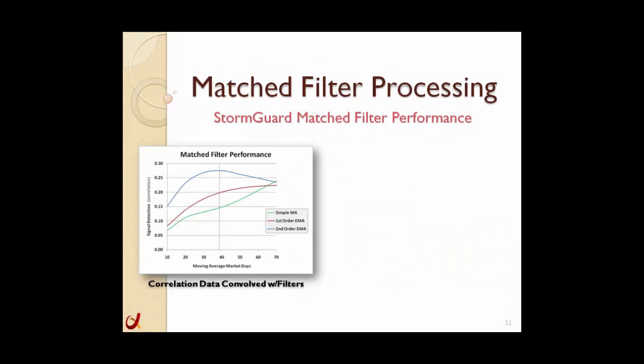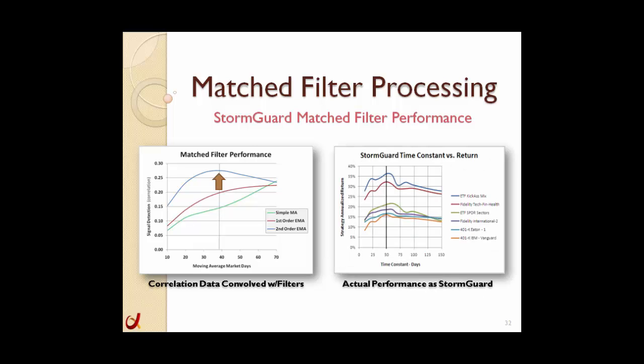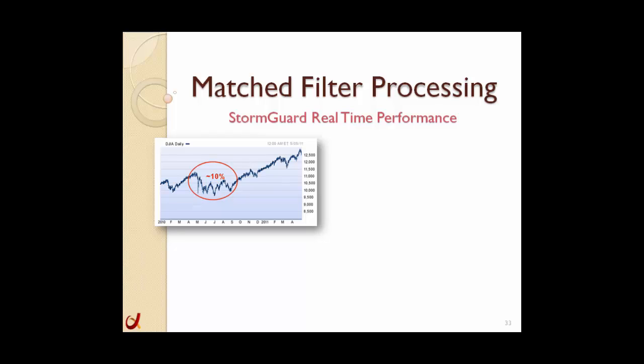When you run the correlation data through these filters with different time constants, we see that it's true that the second-order exponential moving average filter in blue performs much better. StormGuard uses the 50-day second-order exponential moving average to decide when it's time to move to cash. These plots show the returns of numerous strategies versus different time constants for the filter. Their performance peak at about 50 days is not an accident.